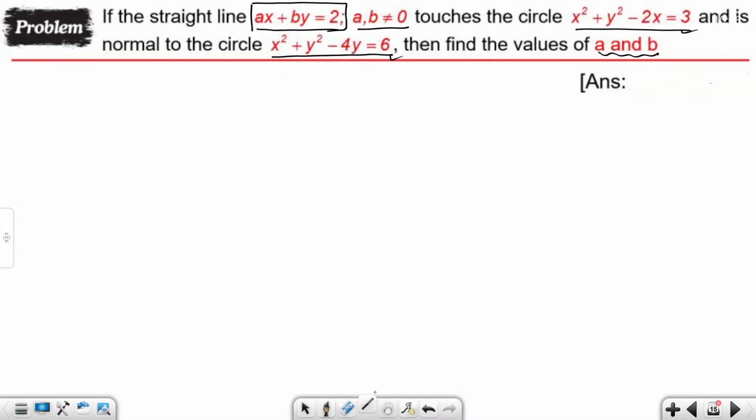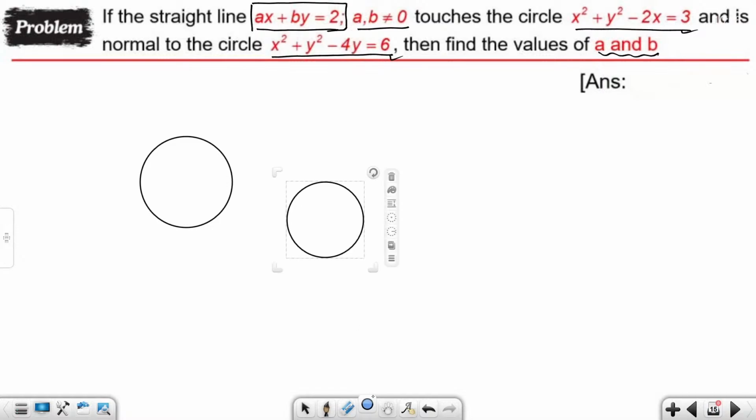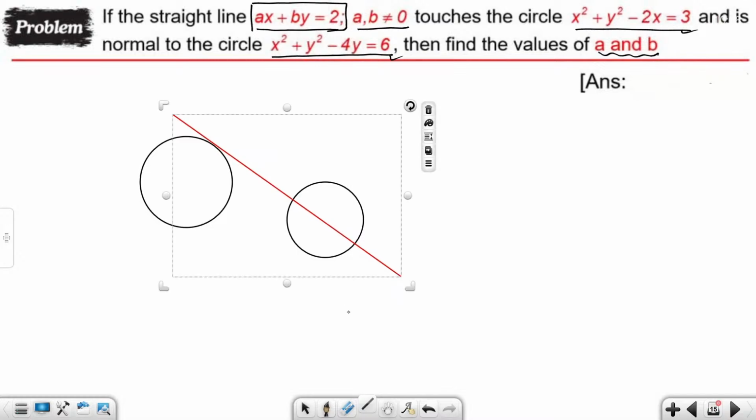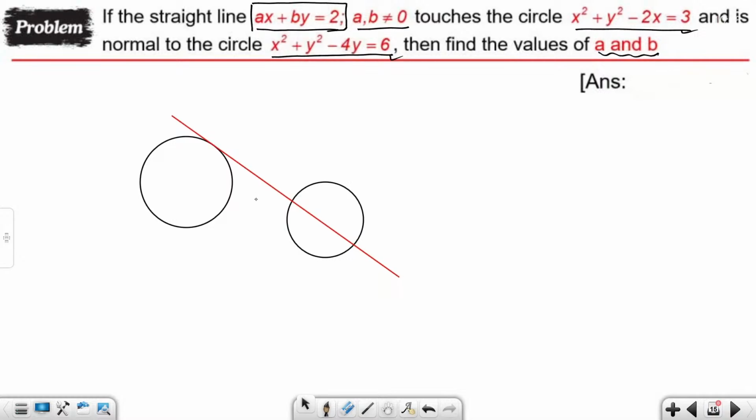So for that, let me draw two circles first. One is this circle, let us say, another one is, let us say, this circle. Now, the line which is given with a and b unknown, this is the tangent for the first circle and is normal to the second circle. Try to understand it. Okay. So this is tangent to this circle. Which circle? x square plus y square minus 2x minus 3 equals 0.